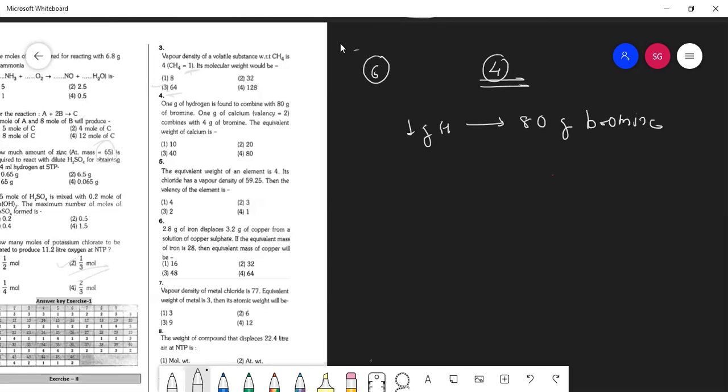1 gram of calcium combines with 4 gram of bromine. The equivalent weight of calcium is?